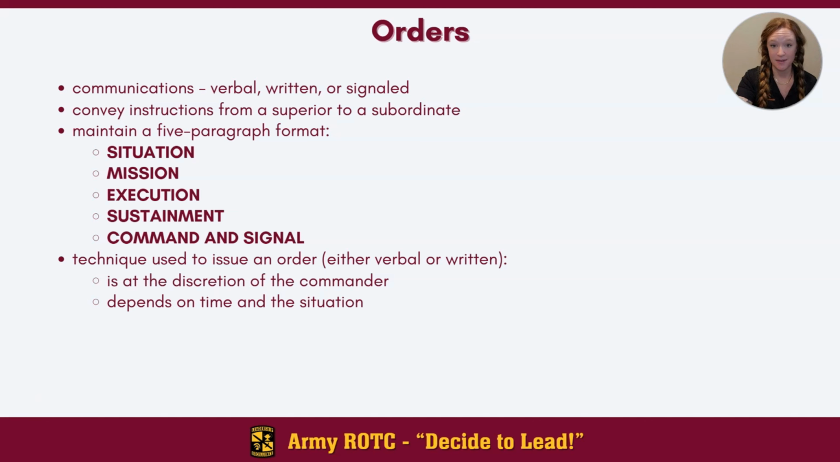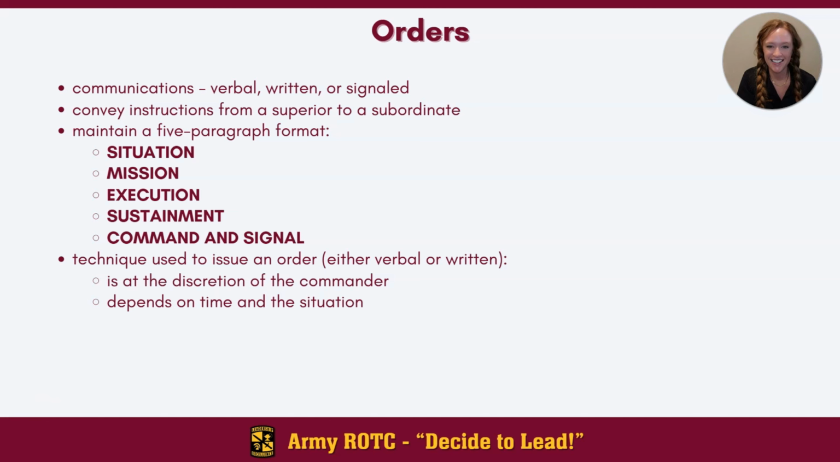Now that's going to be something like what you're reading on the slide, or they can even be done in a way that's signaled. Now, what's a signaled order? Think of something like freeze. If you see this, you're being told to freeze. That's an order. Now, they also convey instructions from a superior, somebody that's in charge, to a subordinate, somebody that they're in charge of.